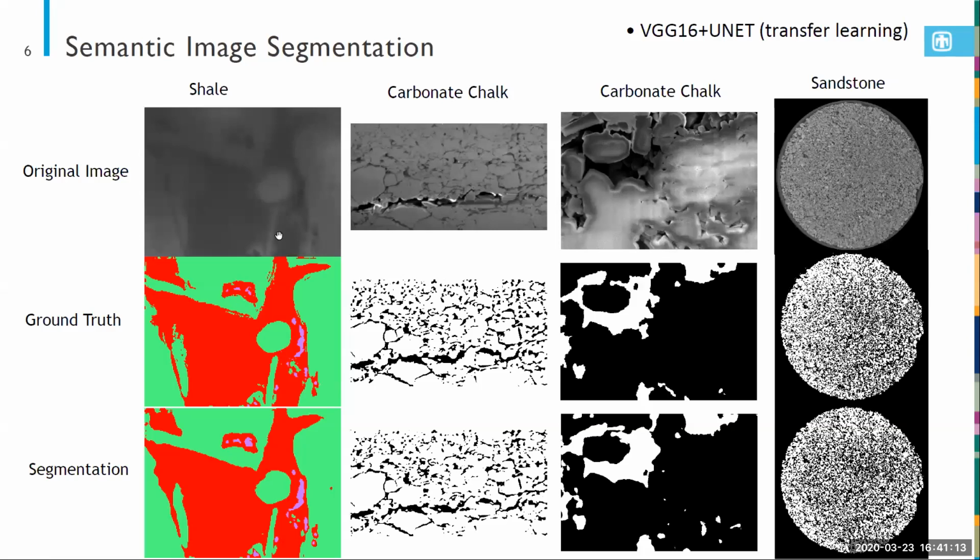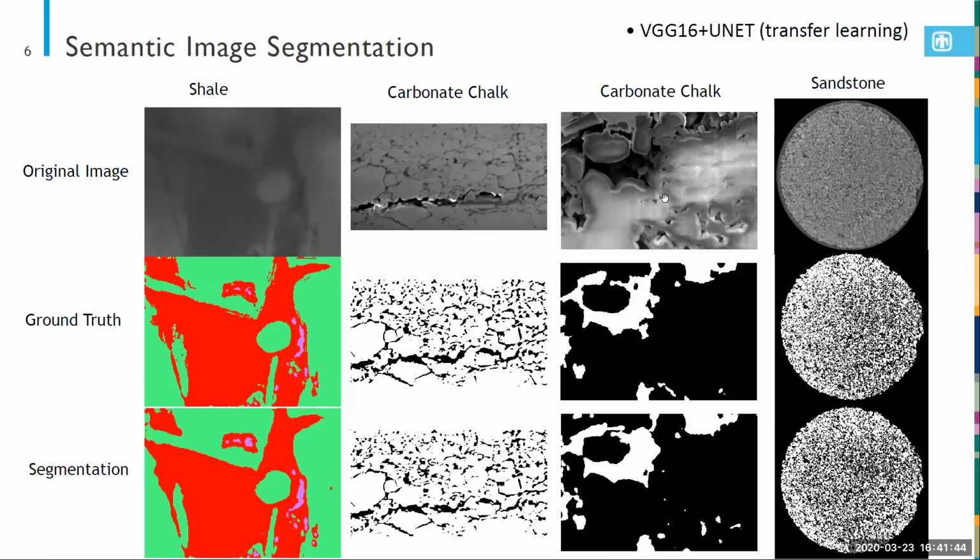For example, here, the shale, carbonate chalk, another carbonate chalk, and sandstone, which is one of the image slices in micro-CT images. Oh, I need to mention that all images are three-dimensional images. I'm showing only one snapshot of the actual three-dimensional data set. And these three data sets give us really big challenges using a traditional image segmentation methodology.